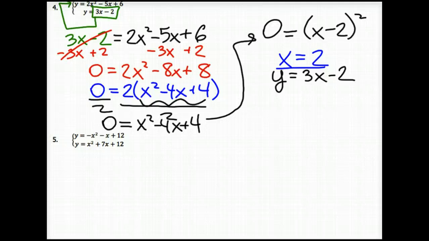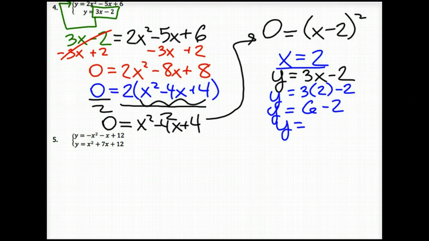So now I'm going to have y equals 3 times 2 minus 2, which gives me 6 minus 2, which means y is equal to 4. So I only have one intersection point for these two graphs here. That intersection point is at 2, 4.